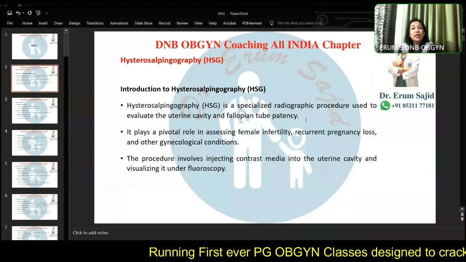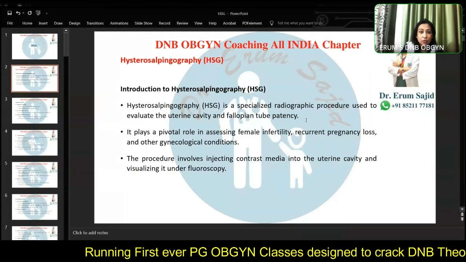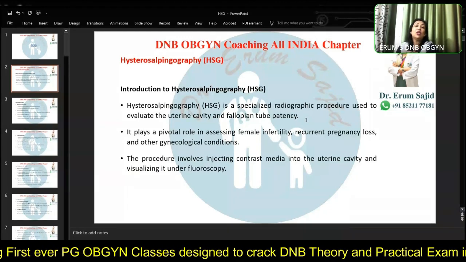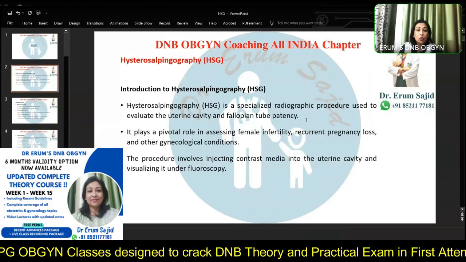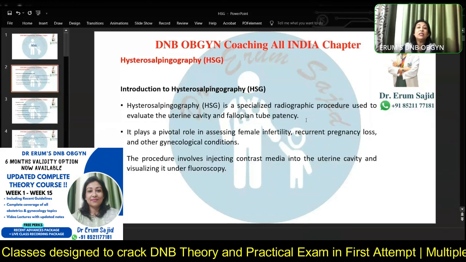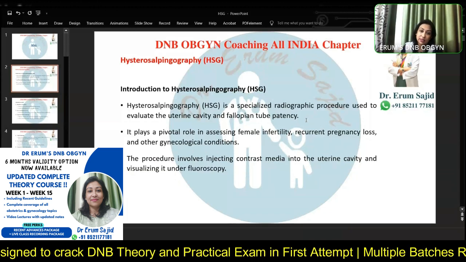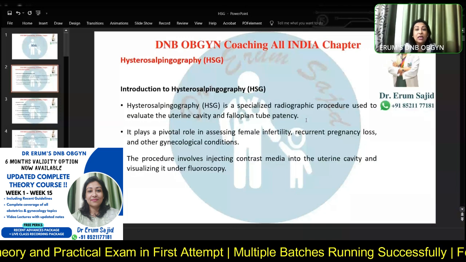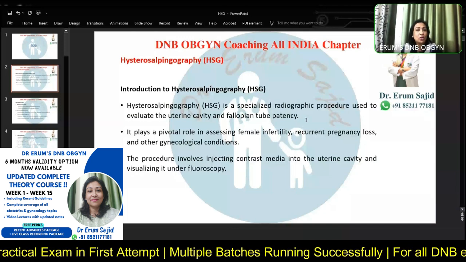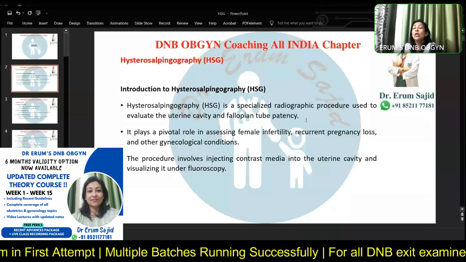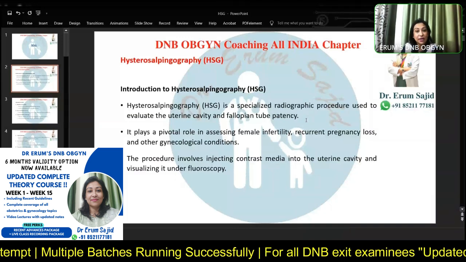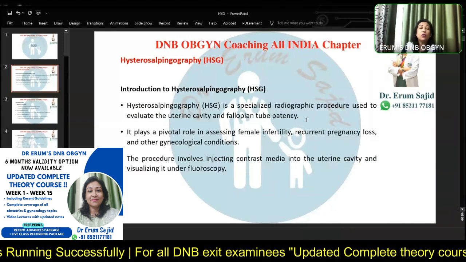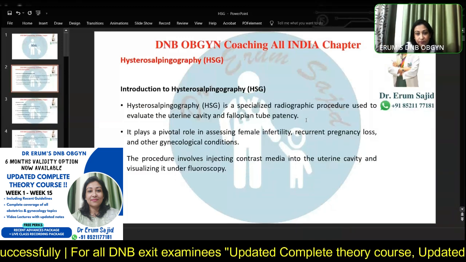So you know that HSG happens to be a radiographic procedure. We are going through an X-ray. It's a radiographic procedure, but it's not like a CT. It's like an X-ray, in which we see the uterine cavity and the fallopian tube patency. It plays a pivotal role in assessing female infertility, recurrent pregnancy loss, and certain other gynecological conditions. So we're essentially injecting contrast media into the uterine cavity, and then we visualize it under fluoroscopy, and by fluoroscopy I mean X-ray.